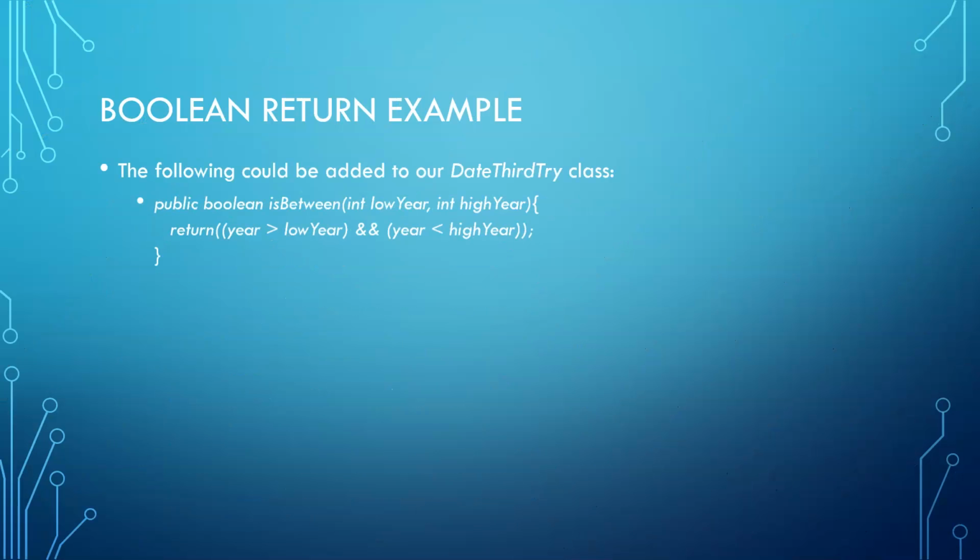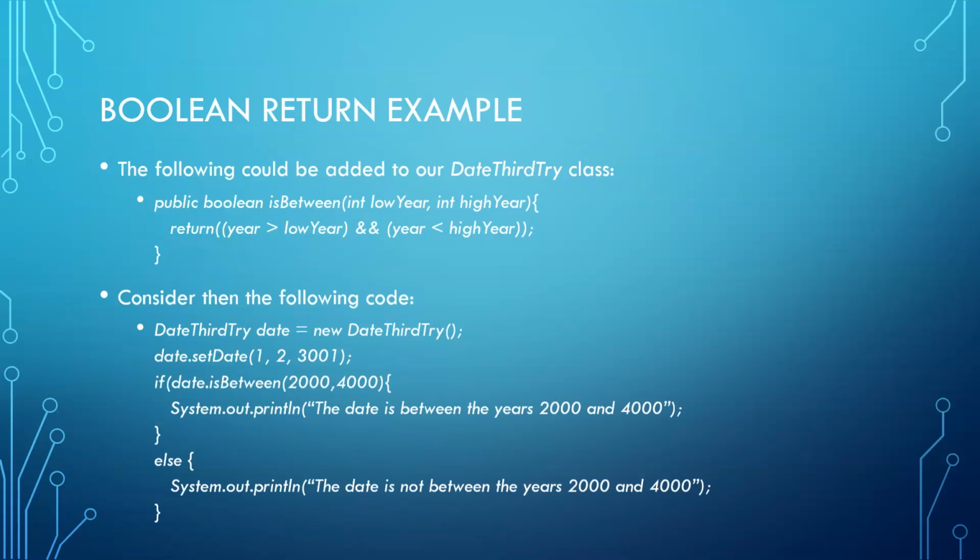So if we look at an example, let's say we want to add the following to our DateThirdTry class. Public boolean isBetween(int lowYear, int highYear). Well, we can just say return year is greater than lowYear and year is less than highYear, because it's going to either return true or return false.